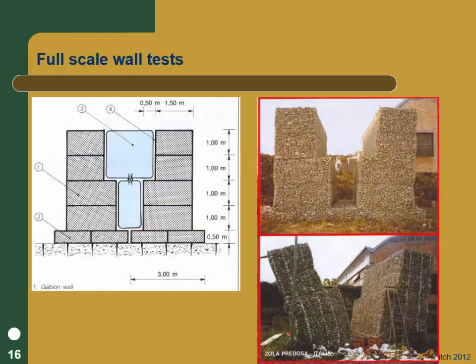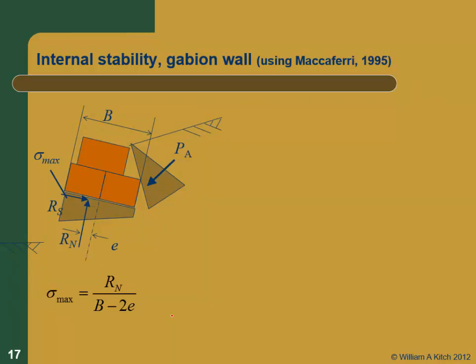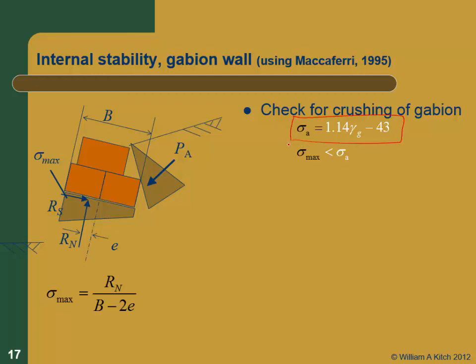By the way, Maccaferri's not the only designer of gabions. There are lots of gabion designs out there, but they're one of the oldest and I would say technically most thorough ones. So for our internal stability, we're going to use this diagram that we just developed to check it. The first thing we're going to do is check for the crushing of the gabions. From their empirical testing, they get this allowable stress, that's from doing this test right here.